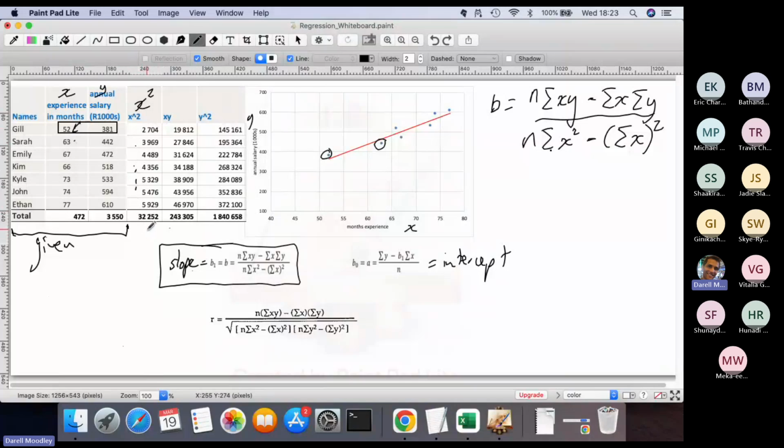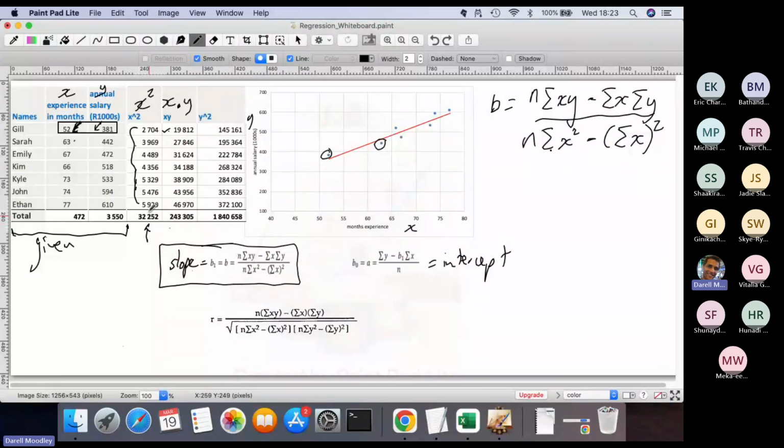When I do that, I get the total of that column. I add up all the values, and I get 32,252. The next column is x times y, using the dot for the multiplication, x dot y. That's taking your x value, 52, and multiplying it by your y value, which is 381. So 52 times 381 gives me 19,812. I do that for each row, going all the way down, and then I total that column just like the column before.